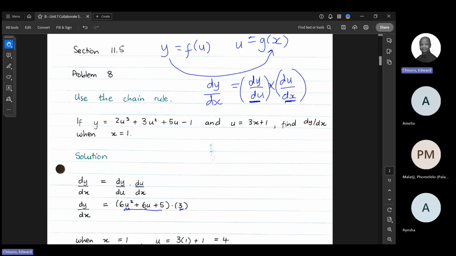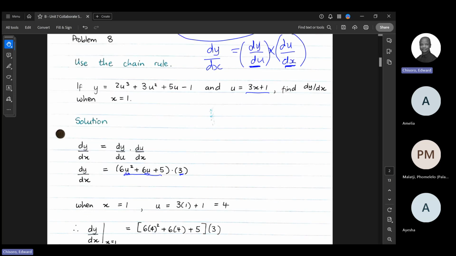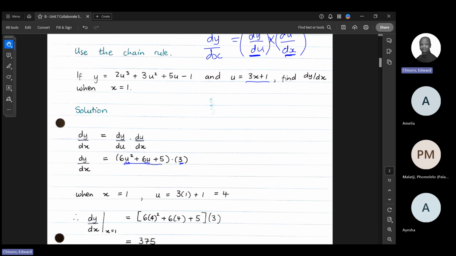terms of u, but we don't want this substitution variable. We're going to write it in terms of x. So we replace everywhere where we see a u with 3x plus 1. So the other way we can do is doing that. Everywhere where there's x, you replace with 3x plus 1, or you can say, okay, when x is equal to 1, u is equal to 4, and then you do the substitution.